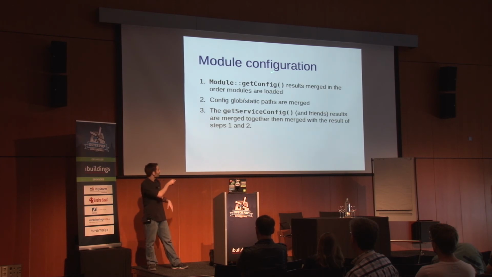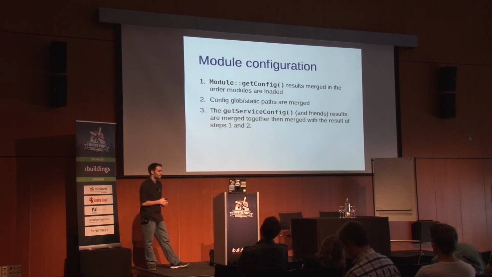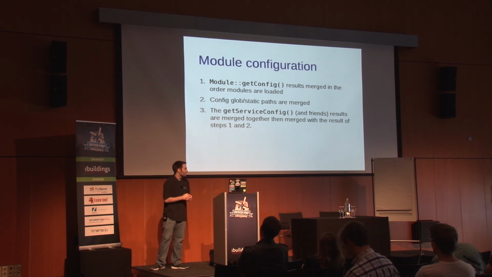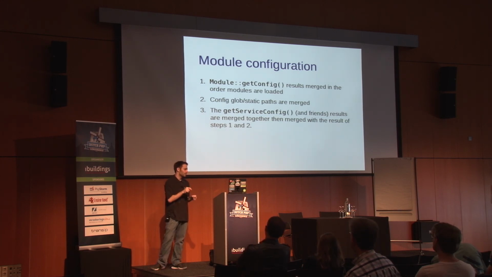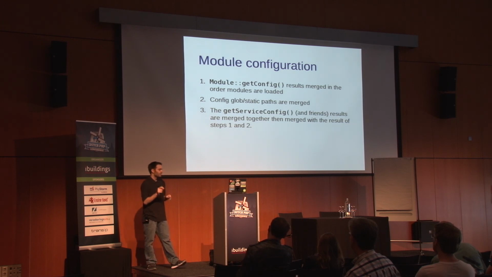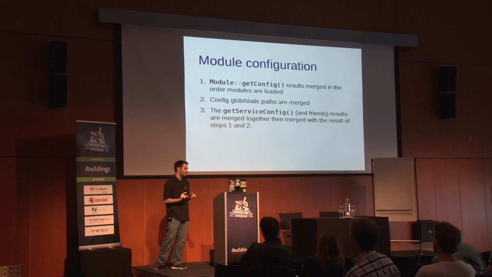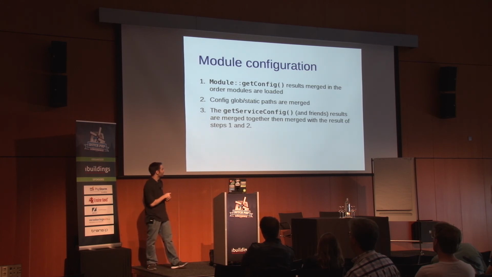Those are loaded after all the get configs. So any keys that are defined in these are going to override anything that was in the get config methods of your modules. And in our default pattern, anything that matches .global.php or .local.php is loaded. The local ones win over the global ones. So anything that's in a local config file will win.